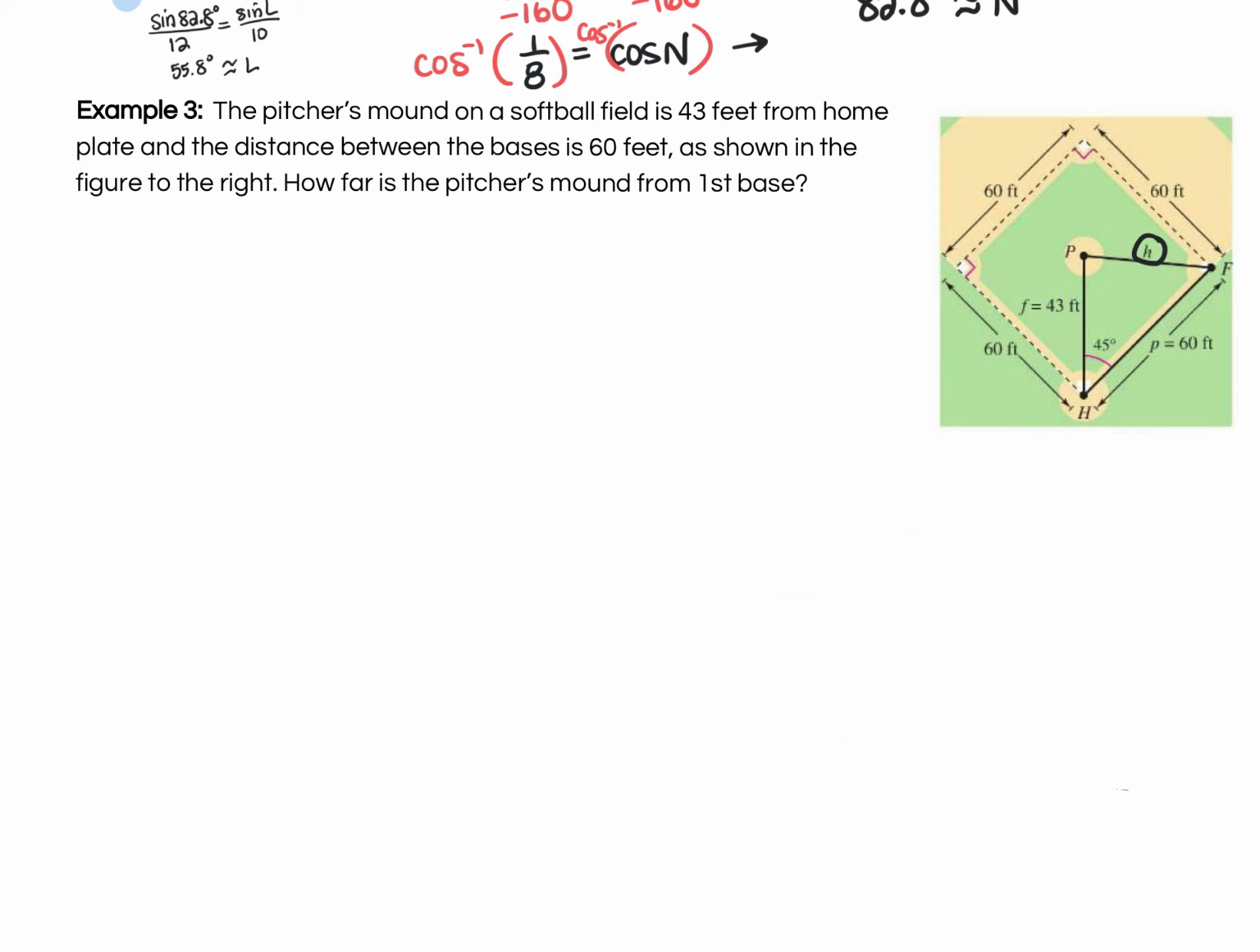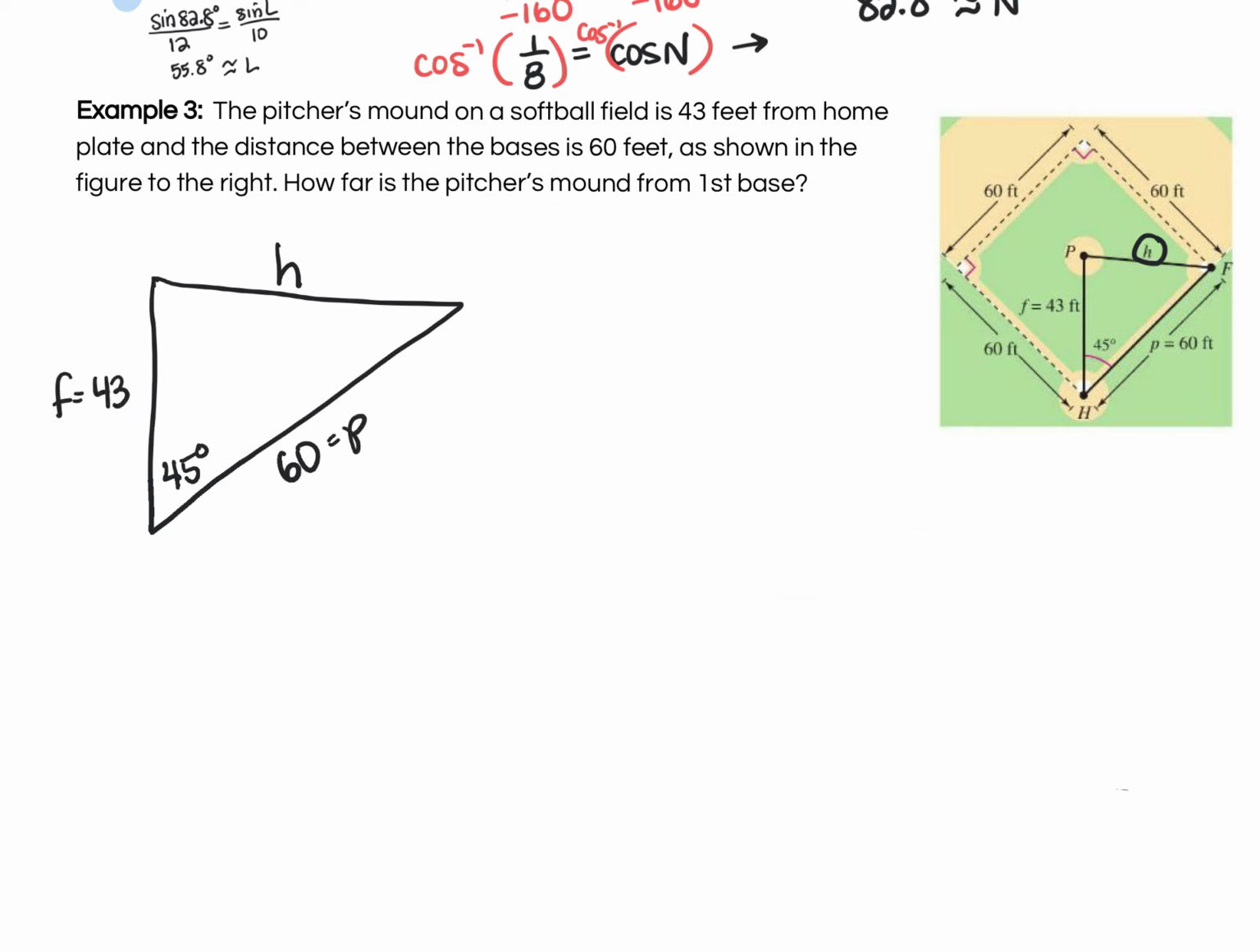Okay, so maybe it would be helpful if we kind of redrew that triangle a little bit larger, just so we can work with it. So we've got this information. We know that's 45 degrees. We want to find this. This is 60. And this is 43. We're calling this F, and we're calling this P. So this will be angle P, this will be angle F, and this will be angle H.